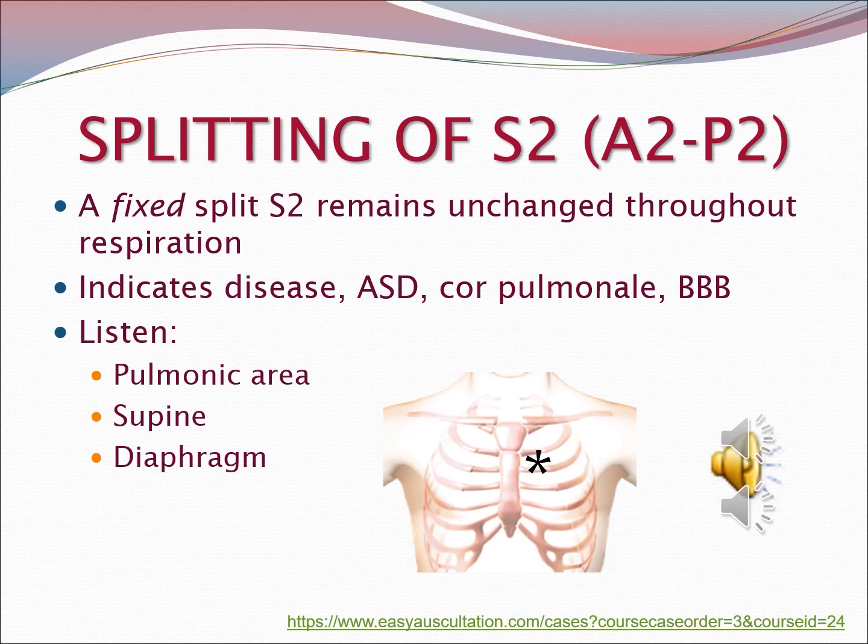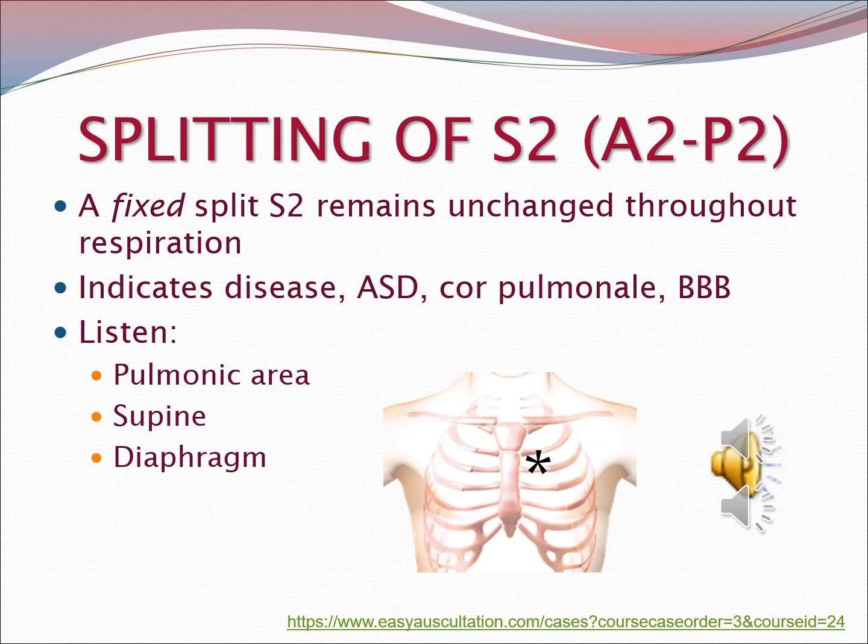There can be wide splitting, where there's an increase from a normal split S2, which lasts throughout the cardiac cycle. There can be a fixed split, which is what we're talking about here. It does not vary with respiration. There can also be a paradoxical or a reverse split, where the split S2 disappears with inspiration, but it appears with expiration. So there's different types of splitting.